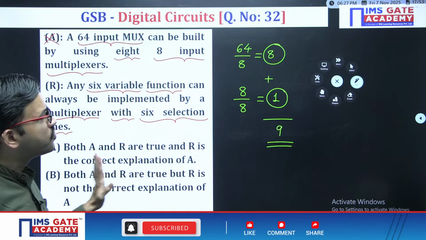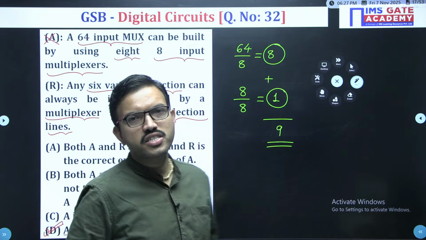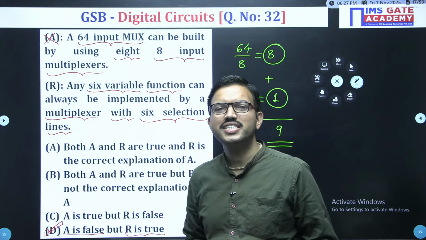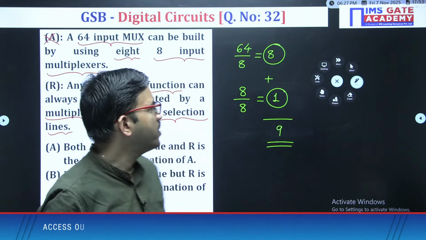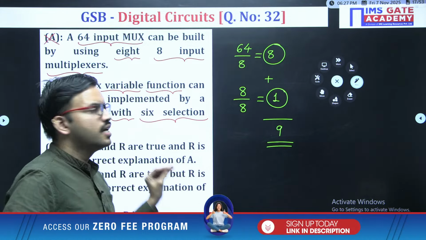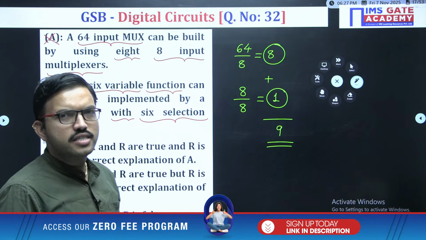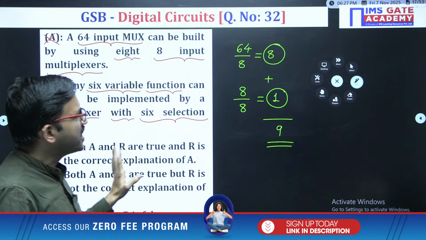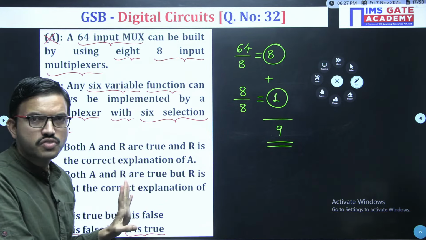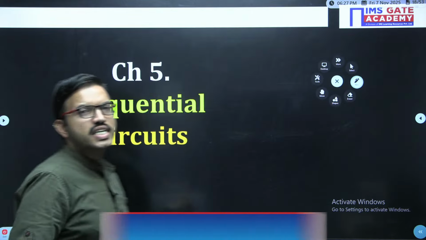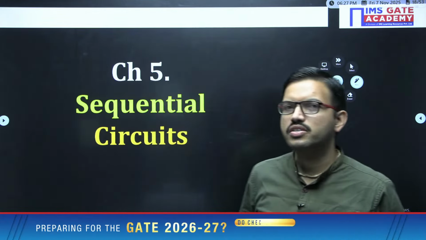So far, in this particular session, we have discussed the questions regarding the 4th chapter, that is combinational circuits. We have discussed all the important models. Through the questions, we have covered all the important concepts for your coming GATE exam, and of course a variety of questions regarding the 4th chapter. Now we are going to discuss the questions regarding the 5th chapter, that is sequential circuits.